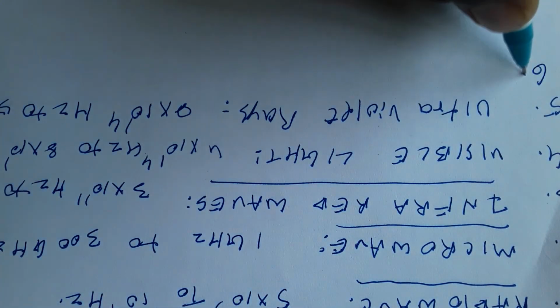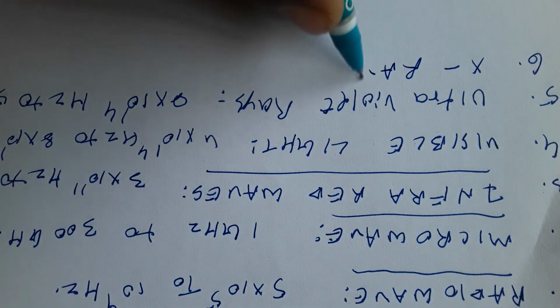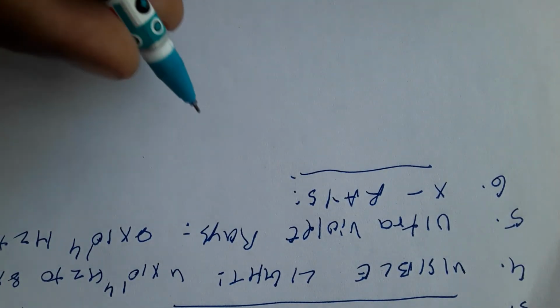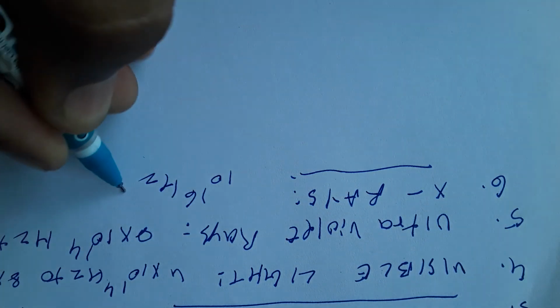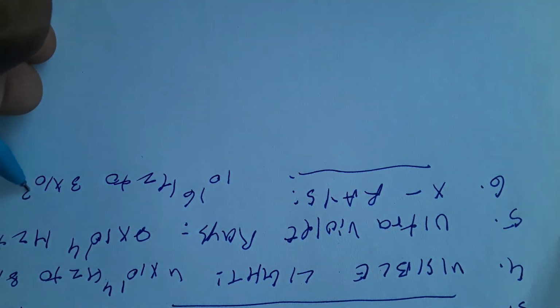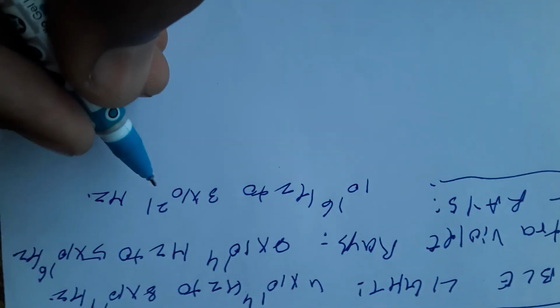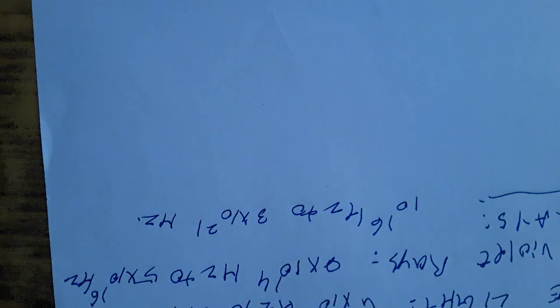Now, sixth is X-rays. The frequency range is 10^16 hertz to 3 × 10^21 hertz. Now the uses of X-rays: in surgery for the detection of fractures. In engineering, it is used to detect faults, cracks, flaws and holes in metal products, for the testing of welding, casting and molds.